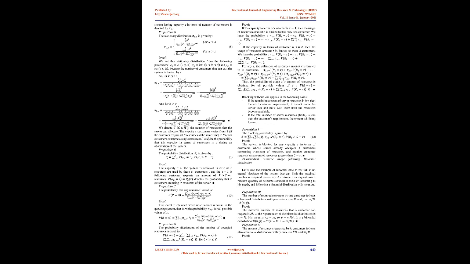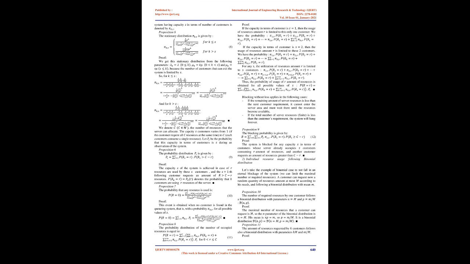The stationary distribution of the queuing. Proof. The system is blocked for any capacity. In terms of customers whose server already occupies. Customers consuming an amount of resources, and another customer requests an amount of resources greater than the remaining amount. 2.